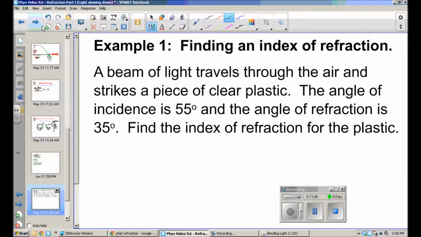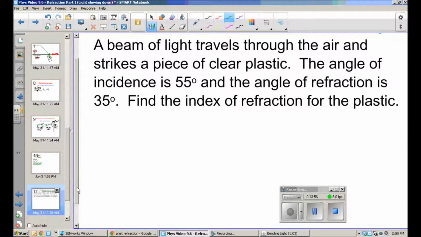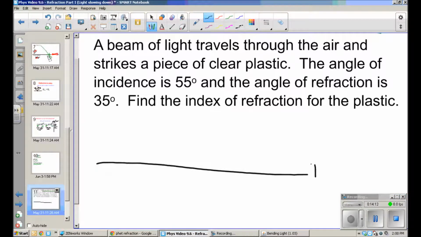So here's our example. In this first example, we're going to learn how to find the index of refraction. Okay, so a beam of light travels through the air and strikes a piece of clear plastic. The angle of incidence is 55 degrees and the angle of refraction is 35 degrees. Find the index of refraction for the clear plastic. So you should start by making a drawing. Your drawing will always start out the same way. You're going to have a boundary.